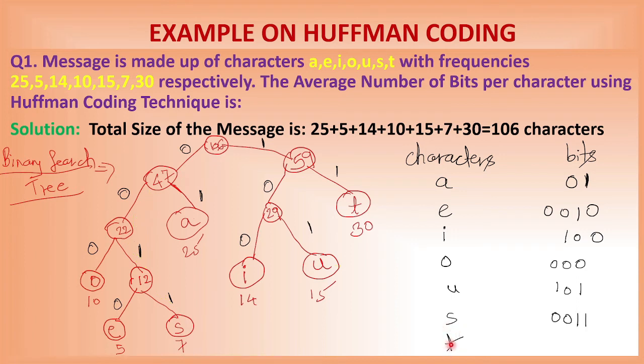Next is character T. Character T is over here. So check from the root how many bits you need to reach character T. This will be the first edge used to reach character T, and it has label 1. Then again this edge is used to reach node T, and this edge also has label 1. So 1, 1 are the bits used for representing character T.